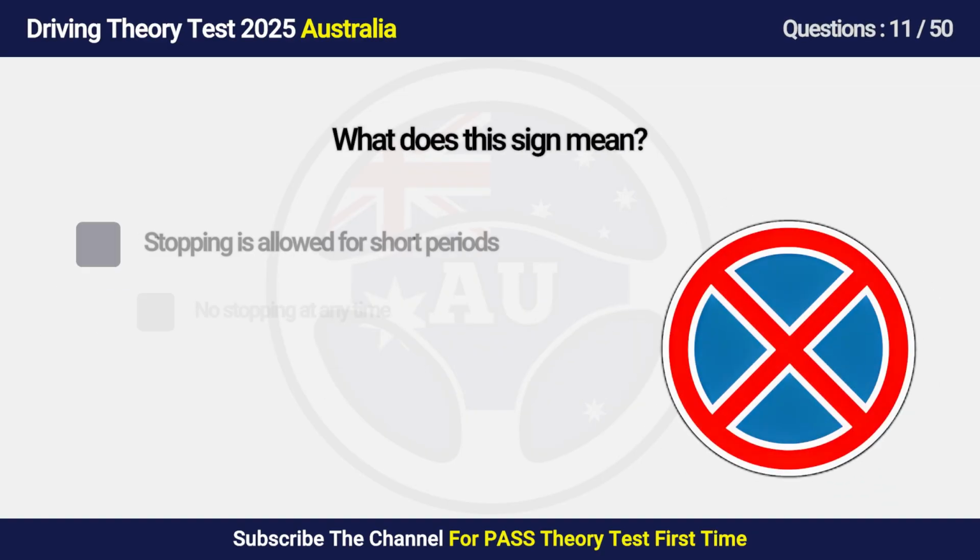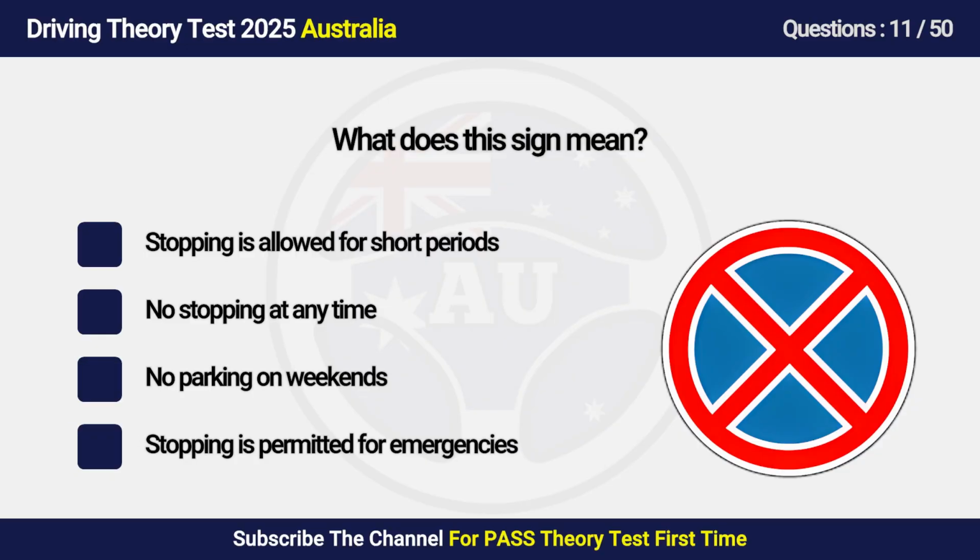Question 11. What does this sign mean? A. Stopping is allowed for short periods. B. No stopping at any time. C. No parking on weekends. D. Stopping is permitted for.